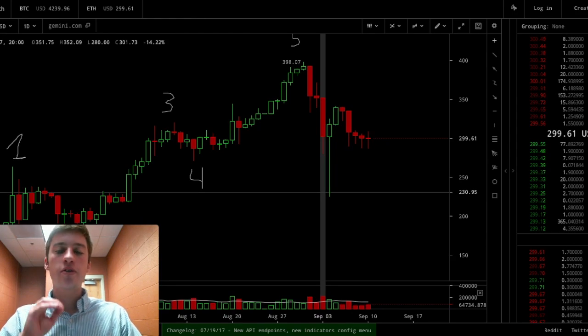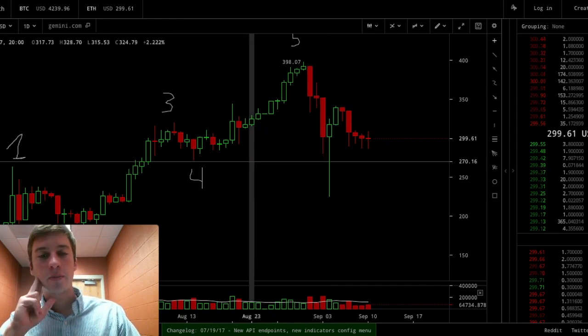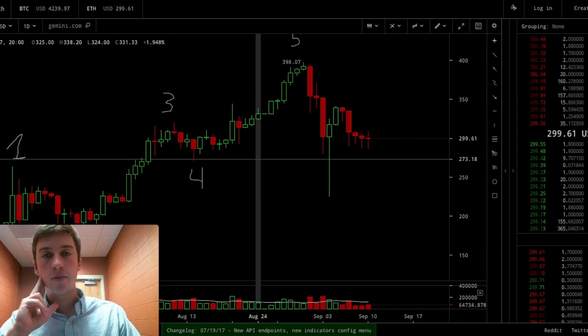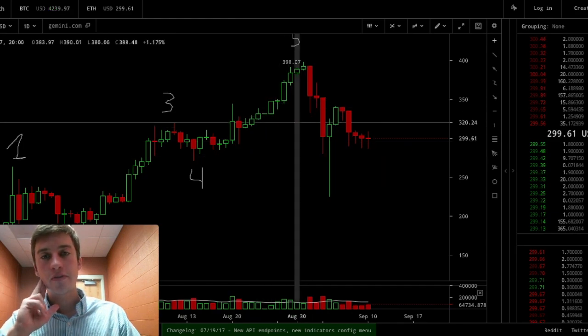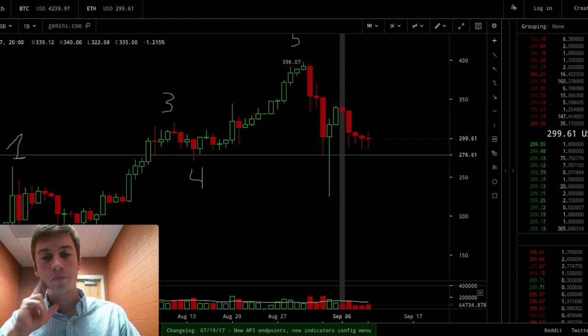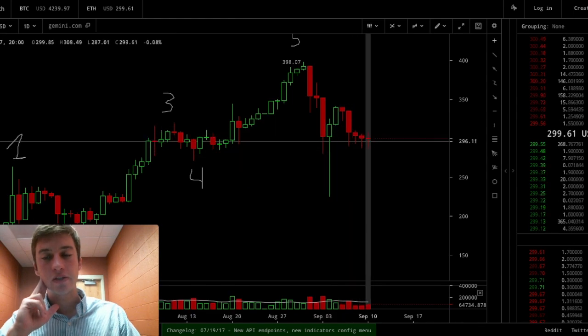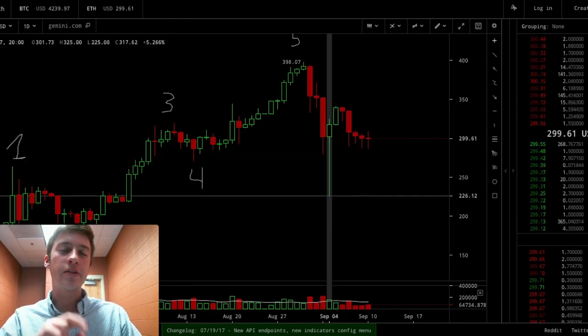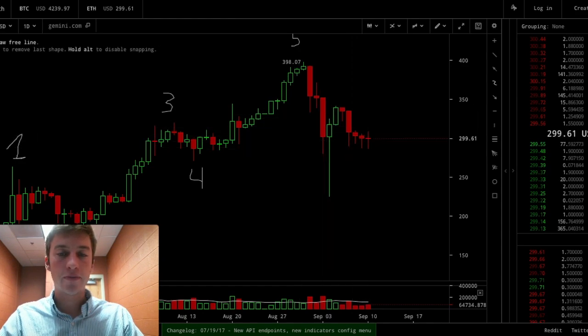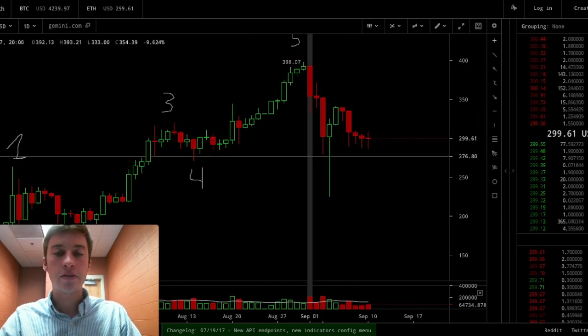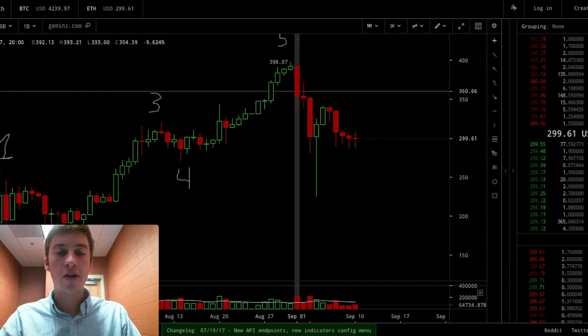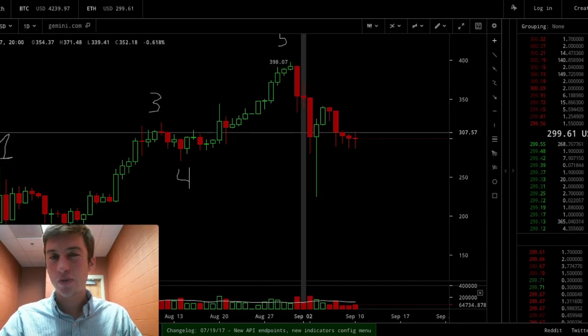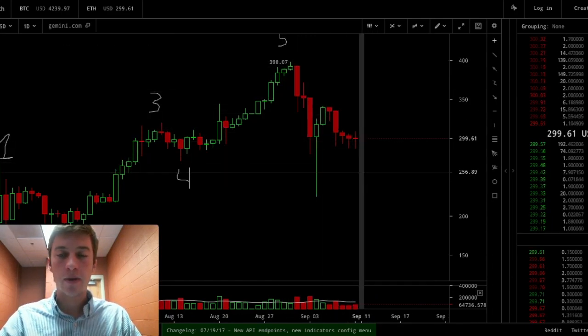What I also want to talk about, like I talked about in my second video, are these relationships between the waves. You can't really see it in this one because wave C doesn't look like it's complete yet, but what you'll typically see is that wave A will equal wave C in magnitude. So if wave A went down 118, typically what you see is wave C going down the same amount.